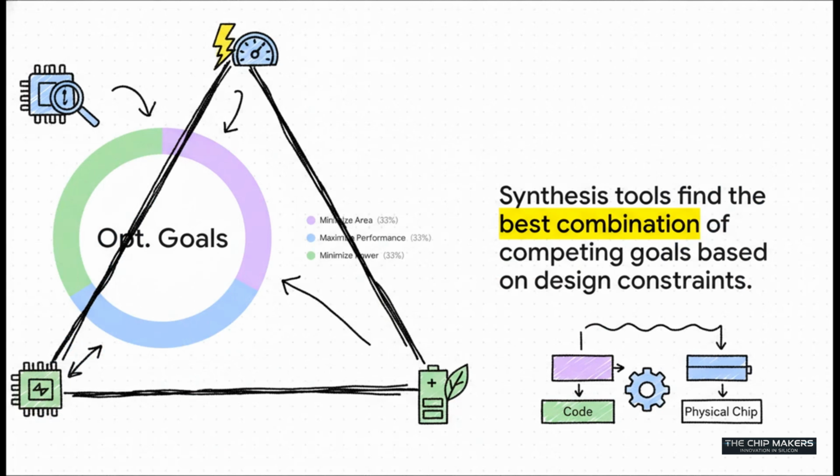But synthesis isn't just about making the logic work. It's a really complex optimization puzzle. The tool is constantly trying to balance this triangle of competing goals, all based on what the designer told it to do. Do you want the smallest possible chip to save money? Or do you need the fastest possible chip for a supercomputer? Or maybe the one that sips the least amount of power for a smartwatch battery? You can't have it all, and the synthesis tool is what navigates those trade-offs.